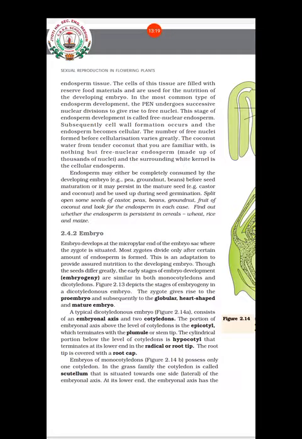Okay, so in many of the plants, what is the use of endosperm? Endosperm is actually giving nourishment to the embryo, not the plant, the embryo. For the development of the embryo, it needs nourishment that is given by the endosperm. In many plants, like most of the dicot plants, all the endosperm might be completely consumed by the developing embryo. So they are known as exalbuminous seeds.